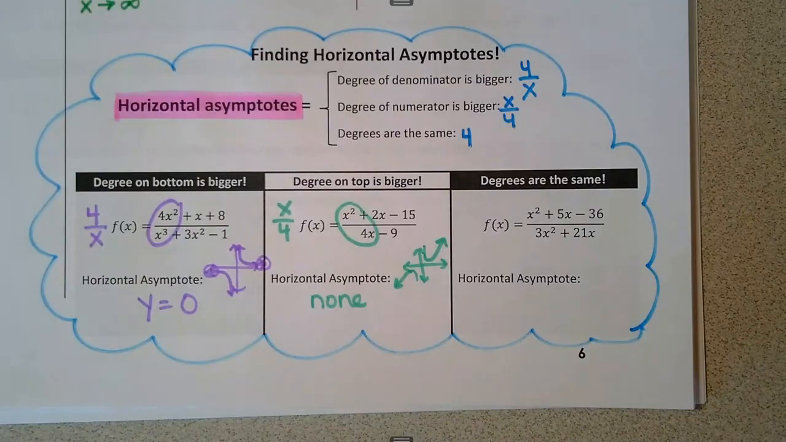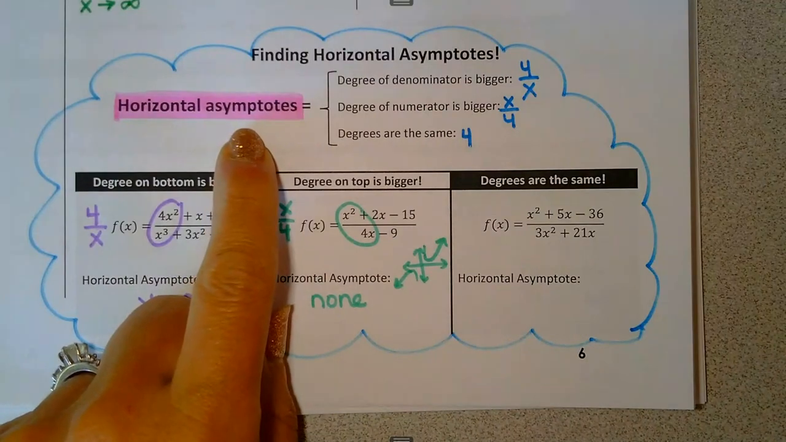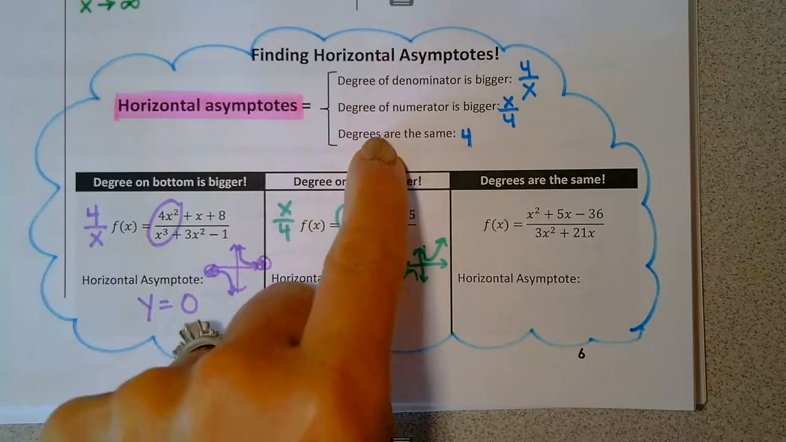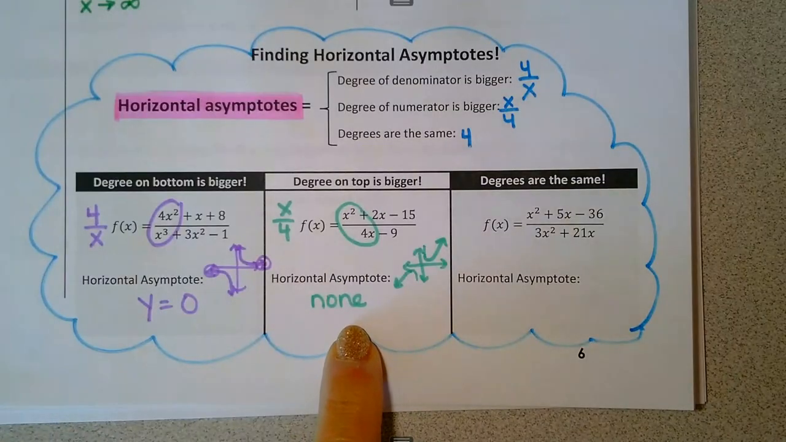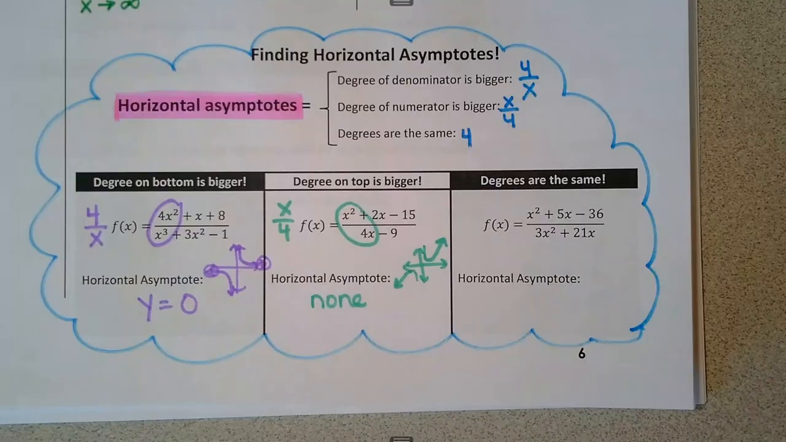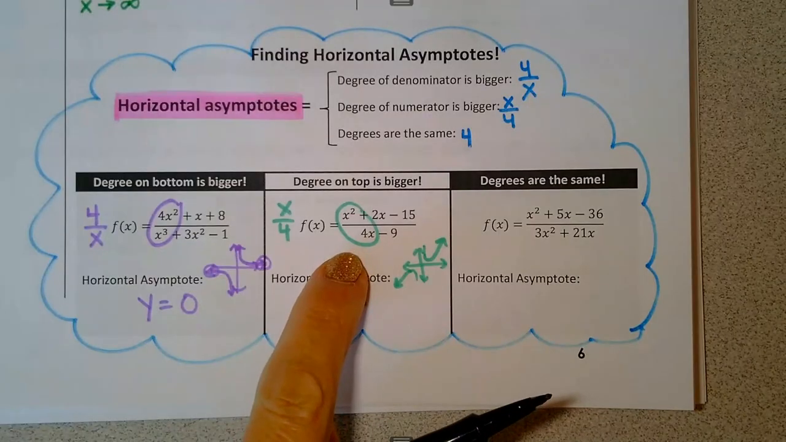Isn't the degree of the denominator bigger? It says horizontal asymptote equals that. Up on the top. Well, that's just saying that you can have a horizontal asymptote with these 3 instances. But then this one is a none because it's going both directions, positive and negative infinity. So this one right here has none.